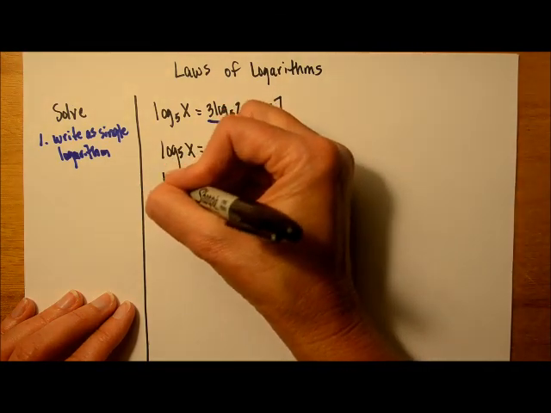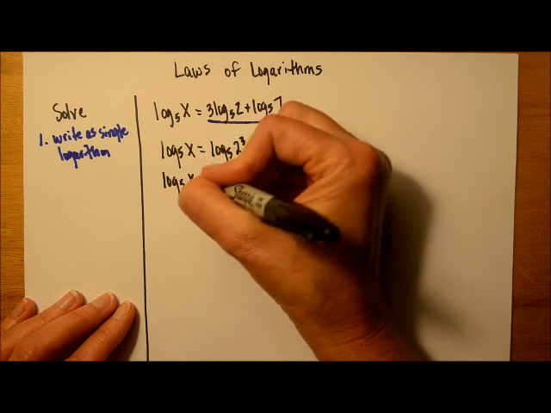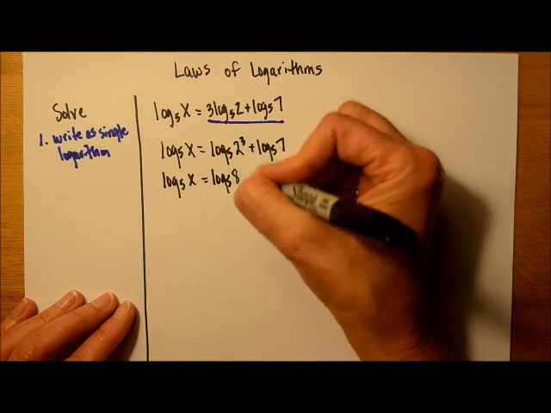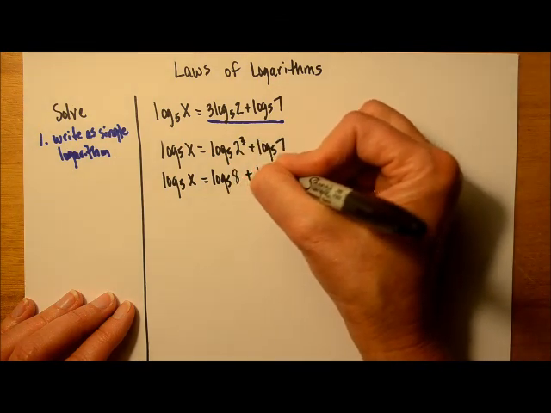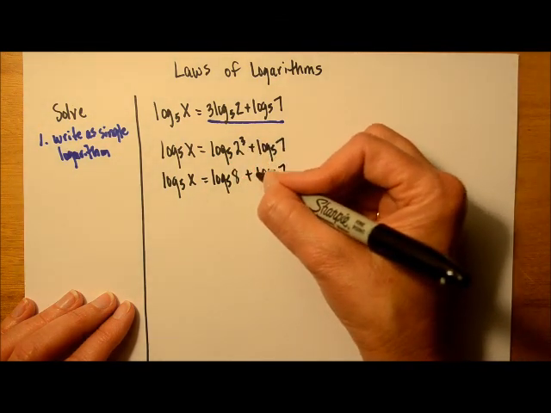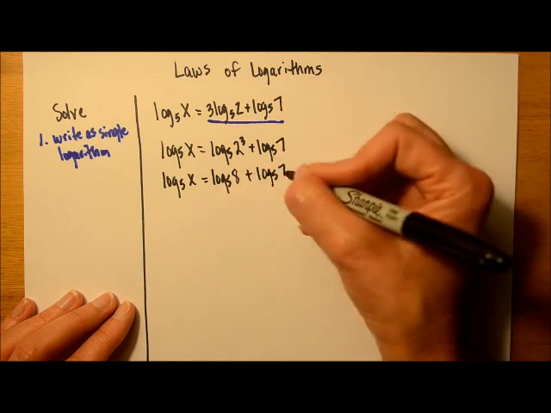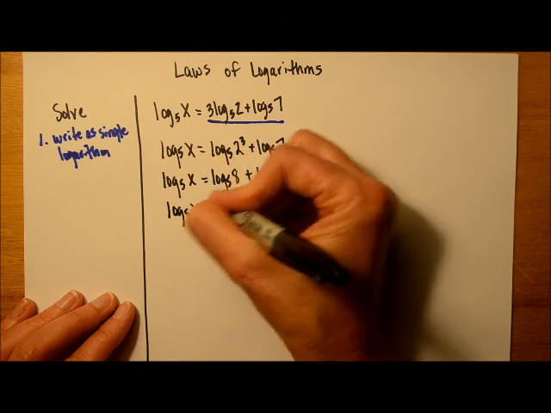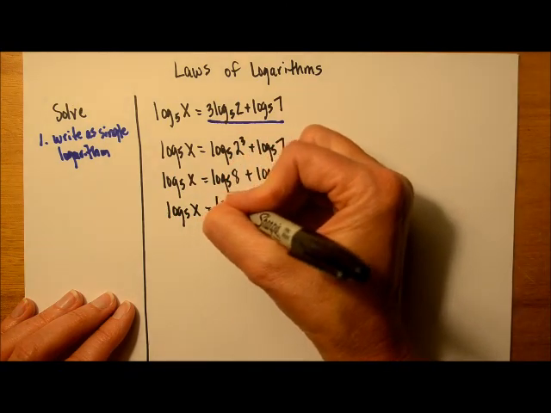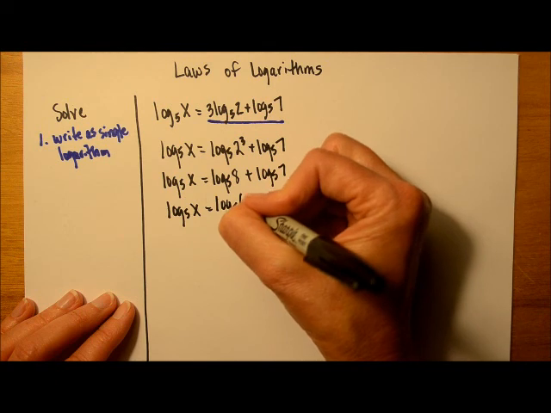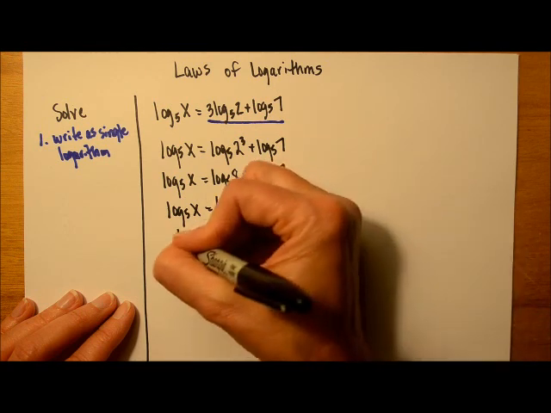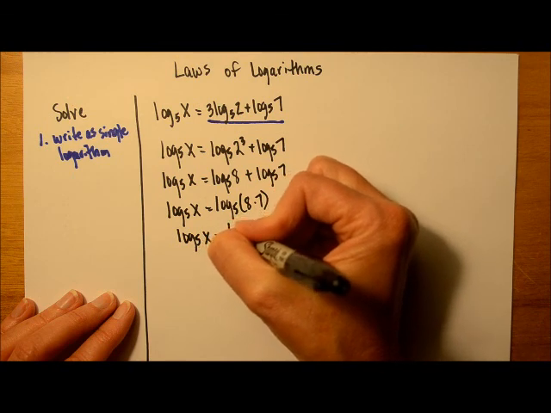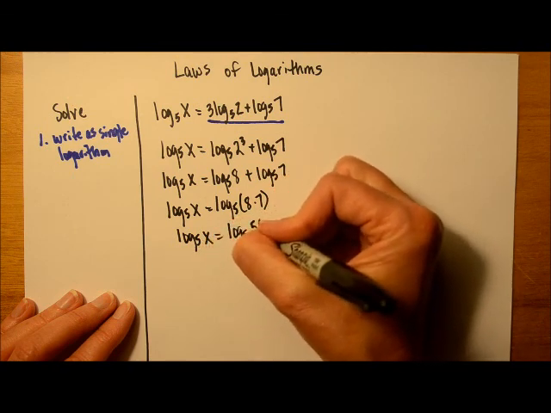So I have log base 5 of x equals log base 5 of 8, since 2 cubed is 8, plus log base 5 of 7. Addition and multiplication go together, so as I'm creating this one logarithm, I'm going to use multiplication: log base 5 of x equals log base 5 of 8 times 7, or log base 5 of x equals log base 5 of 56, because that's what they equal.